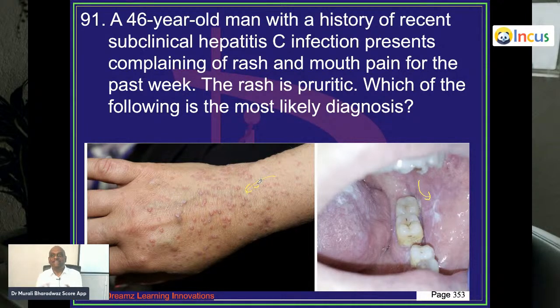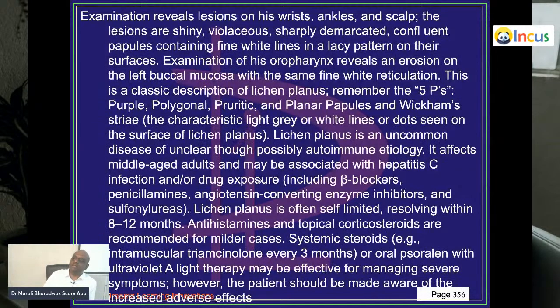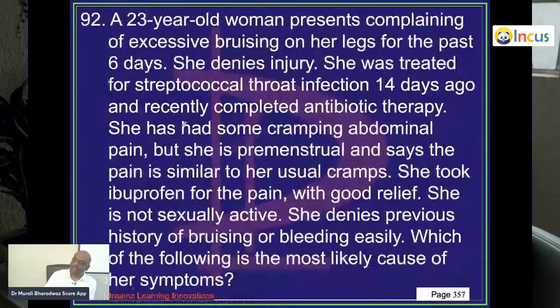Very good. It is lichen planus. P, papular. P, pruritic. P, polygonal. P, purple colored. P, lichen planus. Then, what is this lesion? Wickham striae, which you find net-like white lesions are Wickham striae. So that is lichen planus is what you need to remember. Purple colored polygonal pruritic planar papules and Wickham striae is lichen planus.